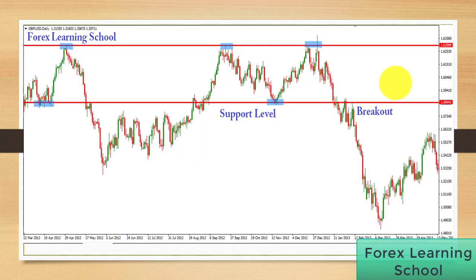This example is for support level breakout. You can also take entry when price breaks support level. See the result on the chart. This is daily chart. After breakout of support level, price fell more than 1500 pips. So, you can imagine now about the power of support and resistance.